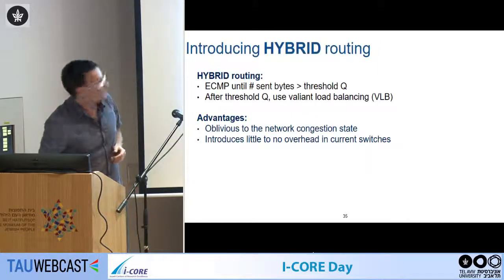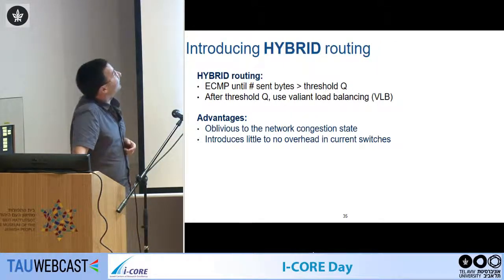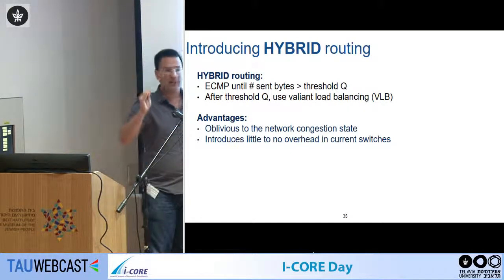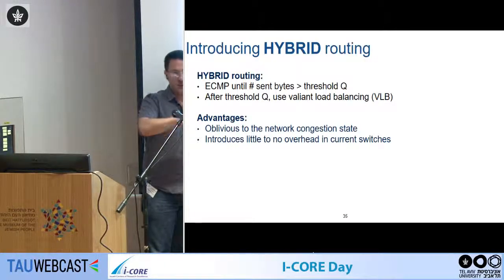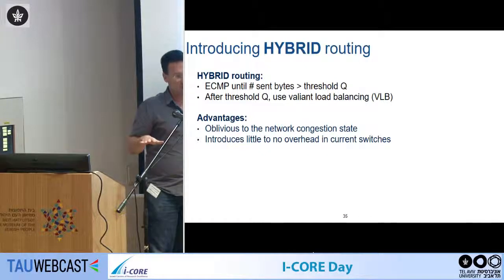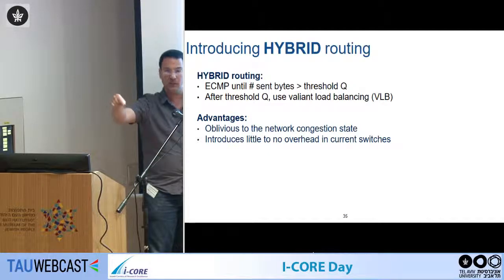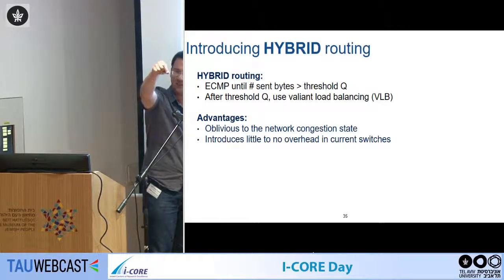So one thing that we propose, and which seems to approximate the flow model well, is a hybrid scheme where until a flow passes a certain limit, you send it along shortest paths. Once it passes that limit, you do valiant load balancing. You choose an intermediate node at random, you route along the shortest path to that intermediate node, then you route along the shortest path to the final node, the destination.